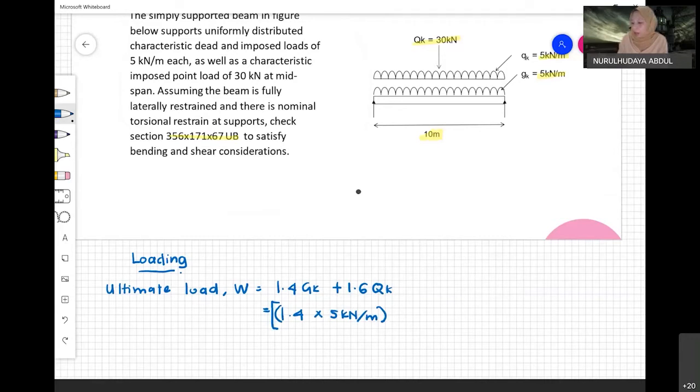Okay, and then so sebenarnya datang dari mana yang GK ni 5 kilonewton per meter? This actually come from slab. So slab transfer load pada beam. So 5 kilonewton per meter actually come from slab. And then plus with 1.6 QK, which is the imposed load. Kita ada juga UDL for that 5 kilonewton per meter. So ini normally live load lah yang duduk atas slab tu juga. Live load yang atas slab transfer ke beam. Okay.